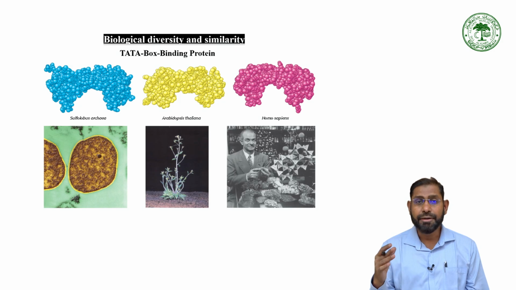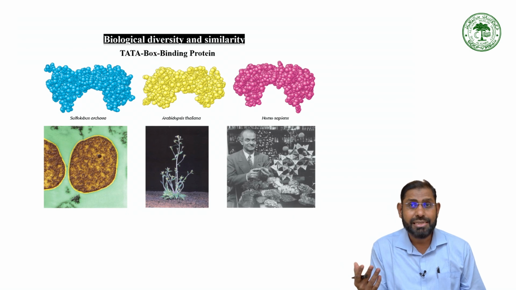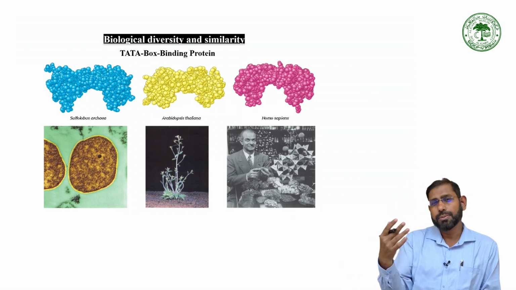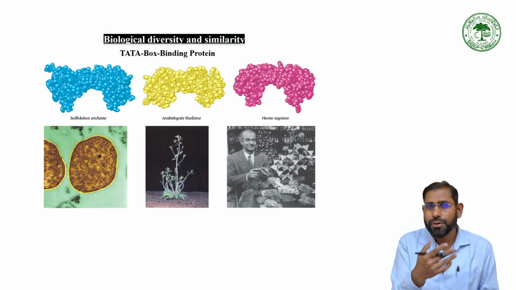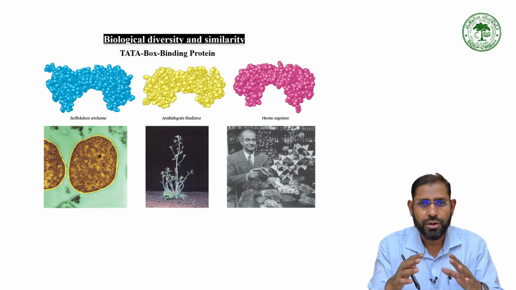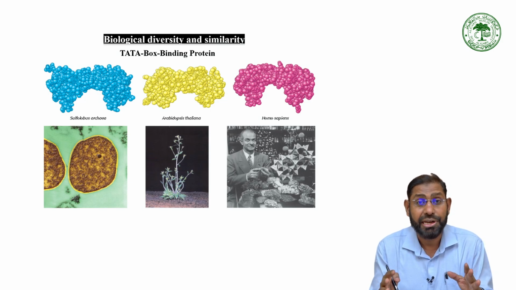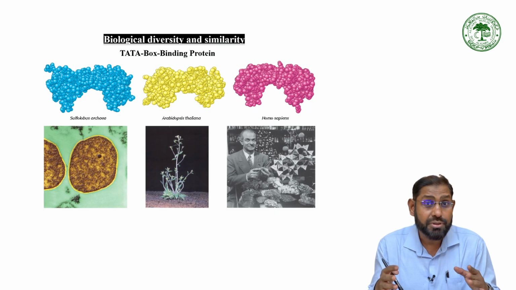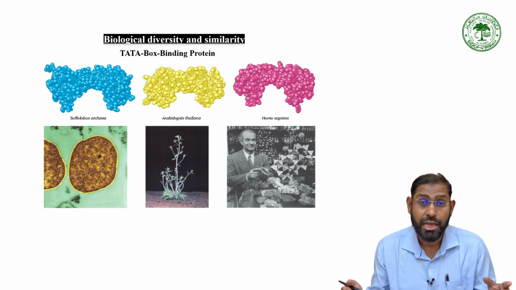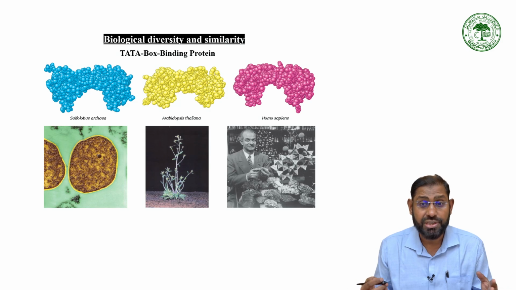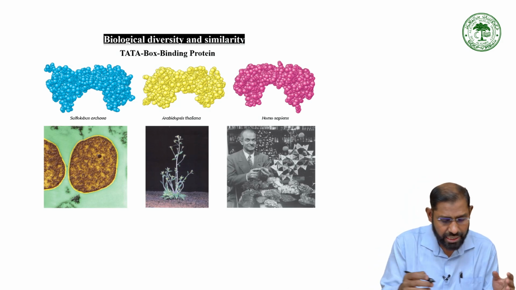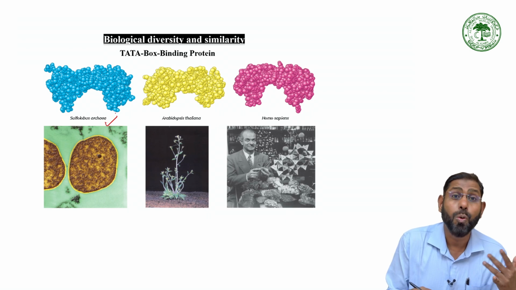Then biological diversity and similarity, what does it mean? Whatever we see in the biological system, we see a different range of organisms, all diverse. But if we look at them at the molecular level, we find a kind of similarity in different organisms. The best example is the TATA box binding protein. This is a very important protein for the transcription process and binds many transcription factors in these regions. Here we have three different organisms. We have Sulfolobus, an archaeon. This is a very old microorganism.